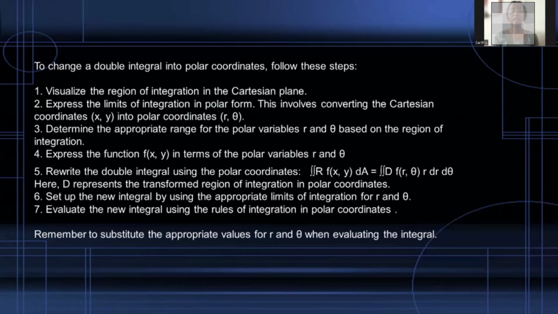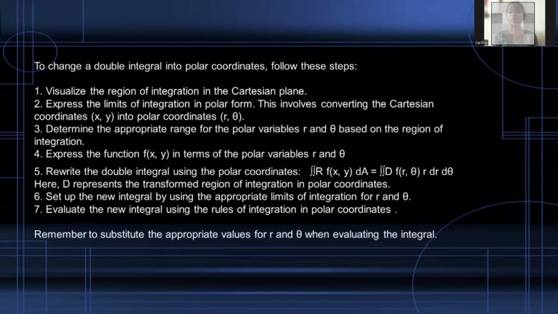To change the double integral into polar coordinates, follow some steps. The first step is to visualize the region of integration in the Cartesian plane. Express the limits of integration in polar form. This involves converting the Cartesian coordinates x, y into polar coordinates r, theta, and determining the appropriate range for the polar variables r and theta based on the region of integration. And express the function f of x, y in terms of the polar variables r and theta, and rewrite the double integral using polar coordinates.